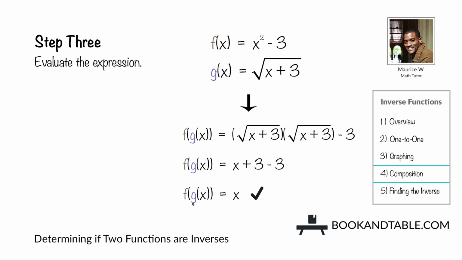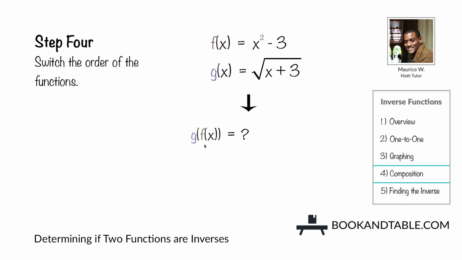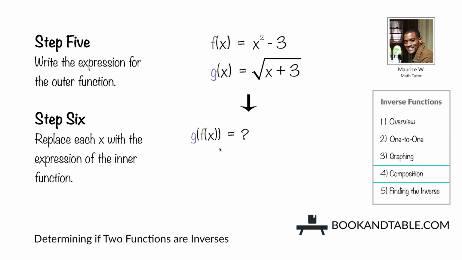And now we want to switch the g and the f functions so that we get g of f of x. And we want to see if this results in x as well. So step 5, we want to write the expression of the outer function, the g function, the square root of x plus 3. And now step 6, we want to replace each x with the expression of the inner function. So f of x will replace the x. So we have x squared minus 3 here, plus 3.